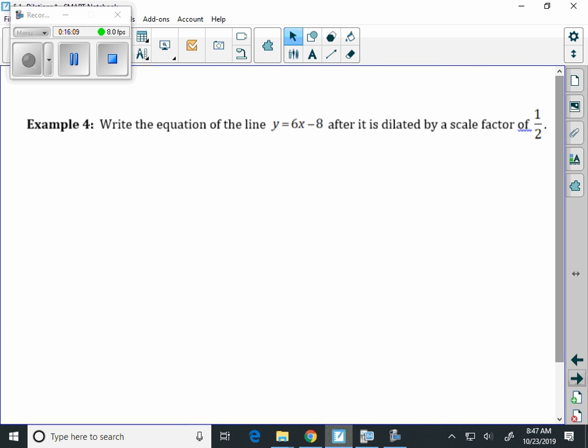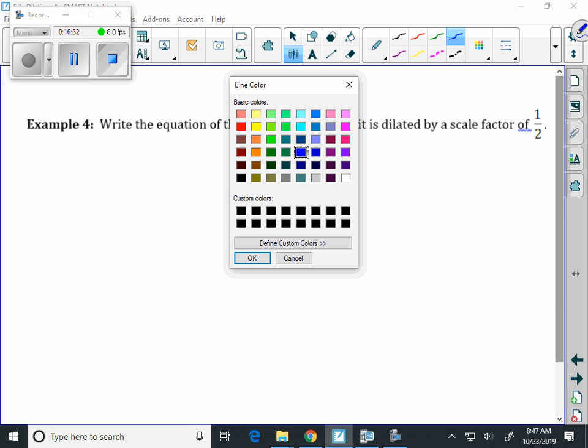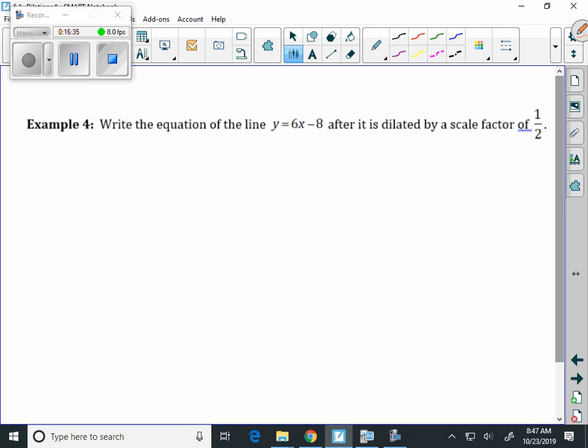For the last two examples, write the equation of the line y equals 6x minus 8 after it's been dilated by a scale factor of 1/2. Well, what did we just learn about slopes and dilations? We just learned that dilations have the same slope. So if we take a quick look at this equation, what we see is that the slope of this line, it's already in slope-intercept form, is 6. And the y-intercept happens to be -8.